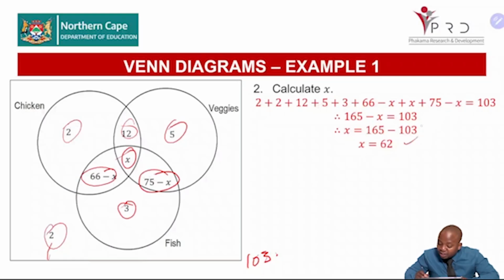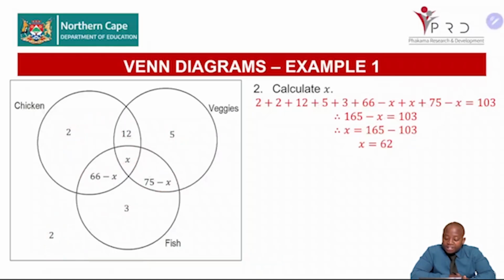Then for my x, I just collect my like terms. I can see that the x and this x are going to cancel. I remember 165 minus x. Then I get my x is equal to 62. So to get x all the time, we can add everything, including the ones that are not in the events, so everything in the sample space. Then we equate it to the total for the sample space.